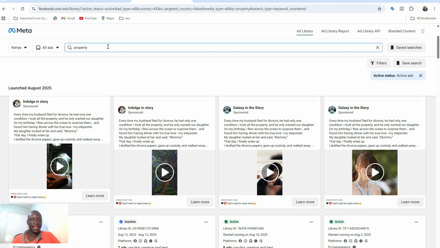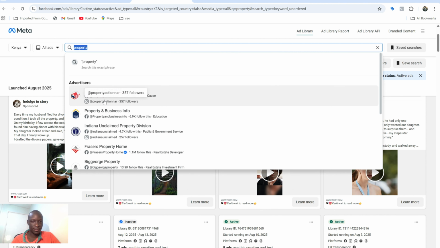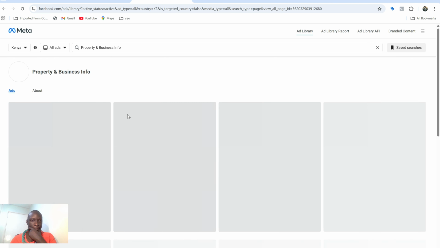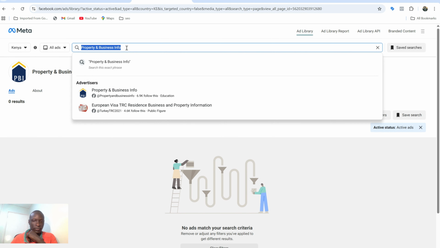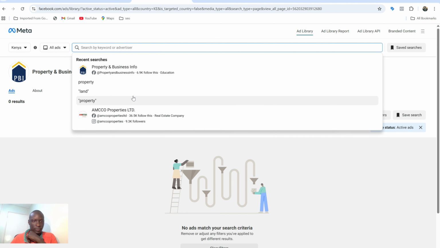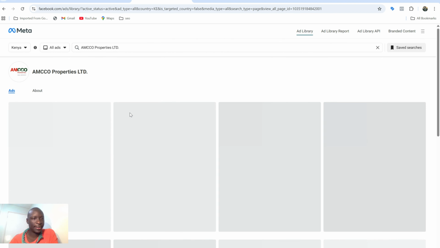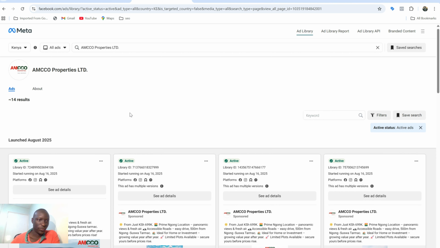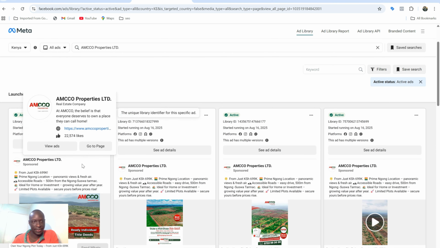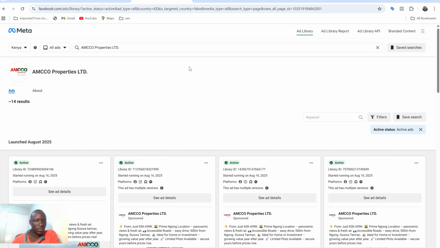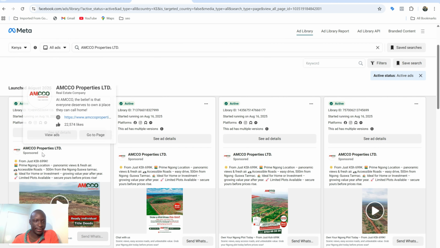So let's look for an ad company first. Are you doing any ads, Mr. Property? No, you're not doing. So check again. Now this guy, he's selling land on Meta Properties. So you get to see this information. So you can go to the page.